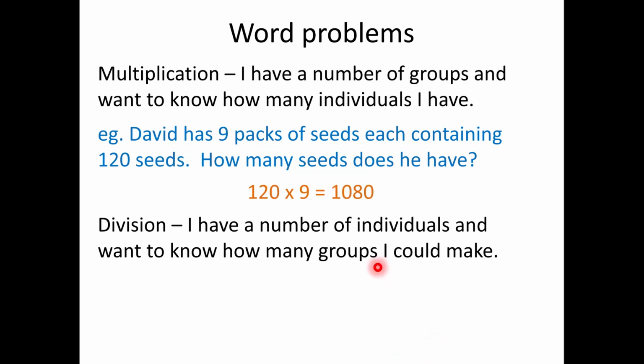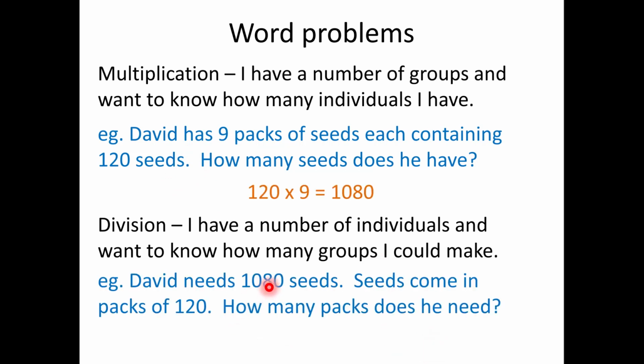1 pack of seeds will have 120, 2 will have 2 lots of 120, 9 will have 9 lots of 120. In division, David needs 1,080 seeds. Seeds come in packs of 120. How many packs does he need? So now I've got lots of individual seeds and I want to know how many groups or packs I can make. So I'm going to divide. And so I'll have 1,080 divided by 120 and that will equal 9.